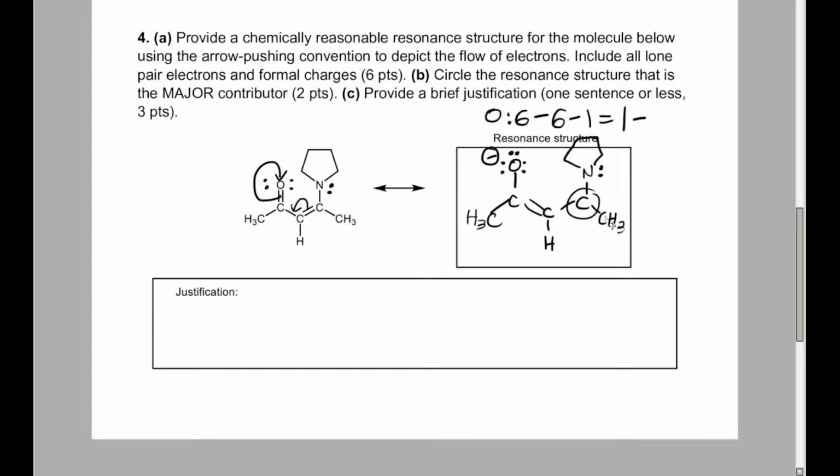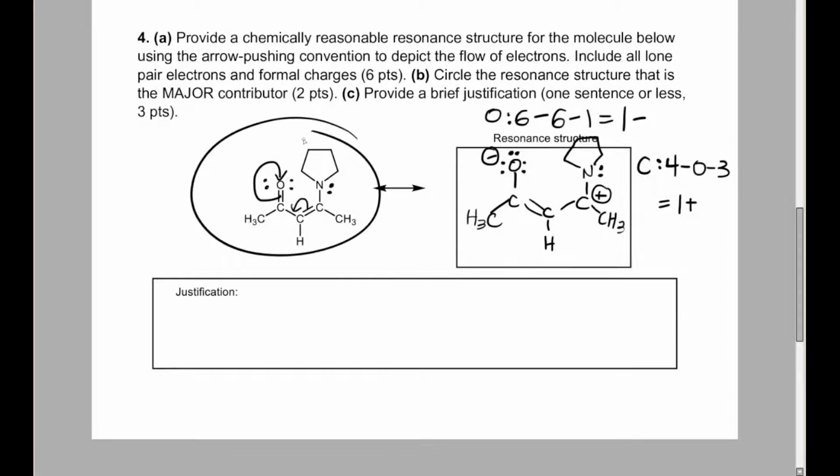And then here, this carbon should have 4 valence electrons. This carbon has 0 lone pairs of electrons and 3 bonds formed with other atoms. So that is a 1 plus charge, or just a plus. Now we have to justify and circle the resonance structure that's the major contributor to the resonance hybrid, and that would be this one, because it has a lower formal charge overall.